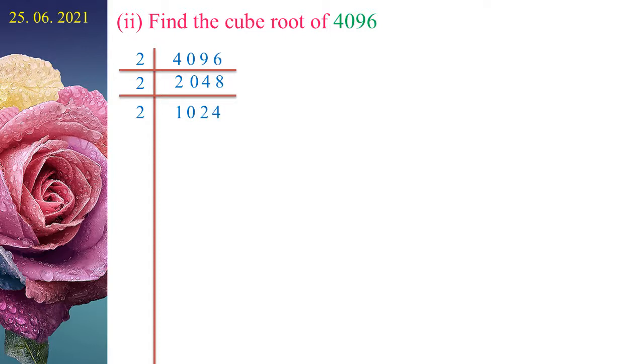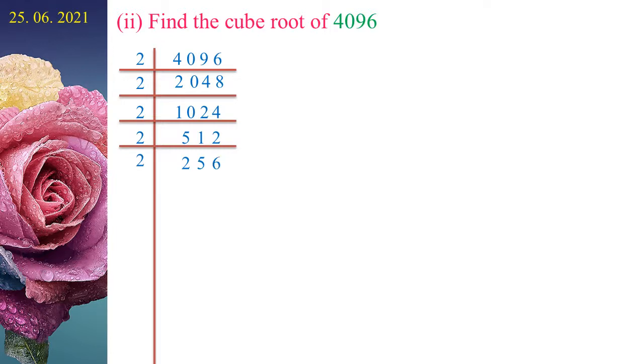The number 1024 is divisible by 2 because the ones digit is even number. 5 2s are 10, 1 2 is 2, 2 2s are 4. Again we can divide by 2. 2 2s are 4, balance 1, 11, 5 2s are 10, balance 1, 12, 6 2s are 12.